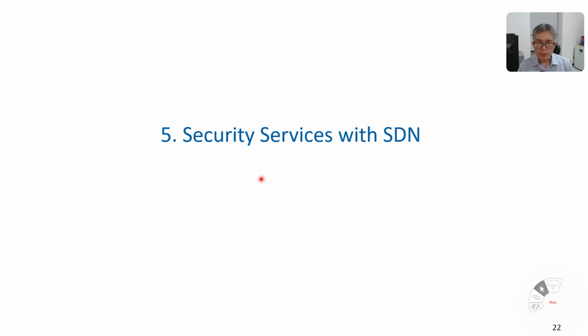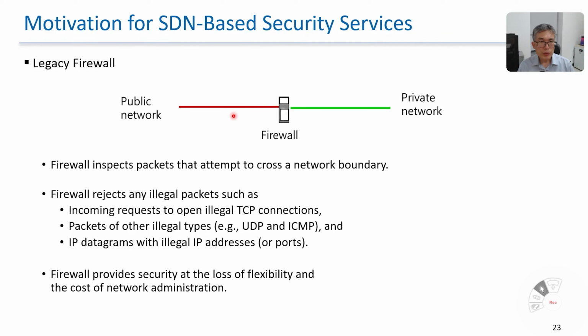Let's move on. Section 5 is about security services with SDN. So, the motivation for SDN-based security services. In the past, this is the public network, and this is a private network like SKKU, an institutional network. In the middle, closed by a gateway, the entrance of the private network like the SKKU Suwon campus network, the firewall takes a look and inspects whether the packets are malicious or not.